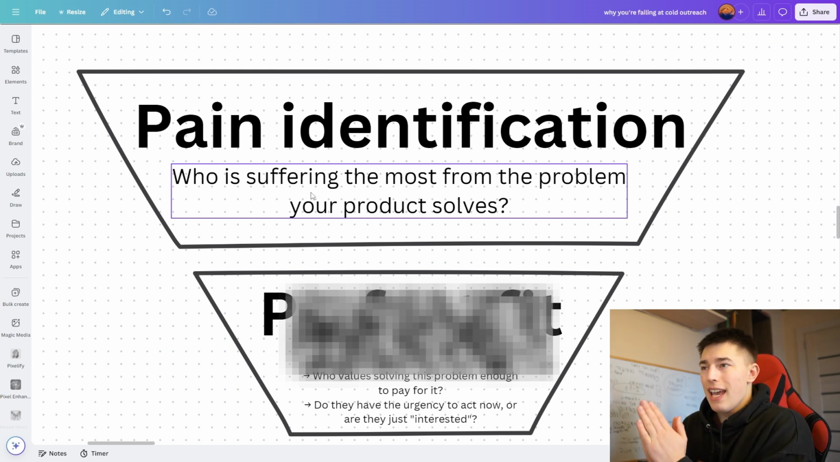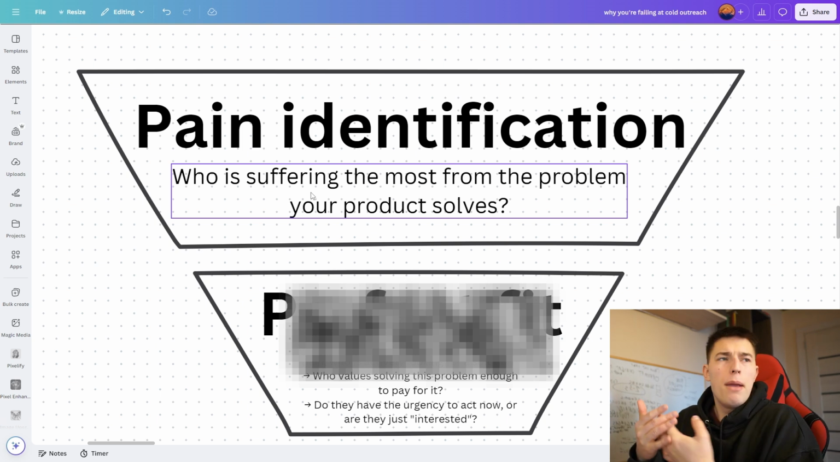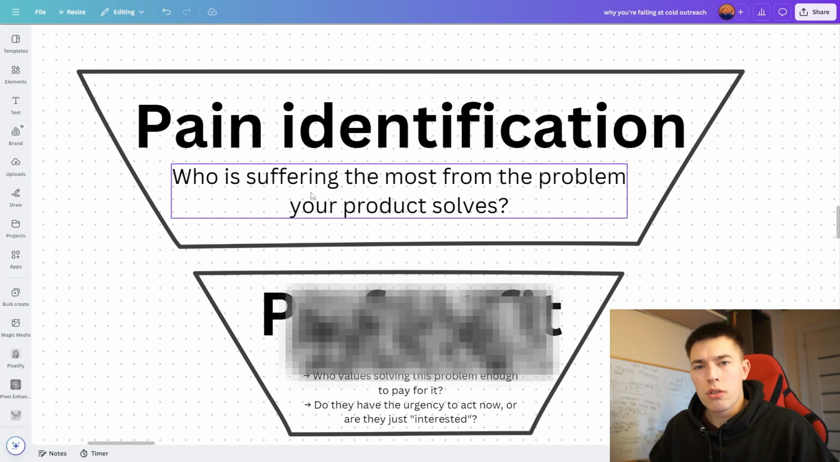You first need to find that and make a persona, right? What are you even doing? Maybe, I don't know, you have dog toys, right? So the person will be a dog owner, right? Because how will you sell dog toys to a cat owner, right? You won't. Exactly.